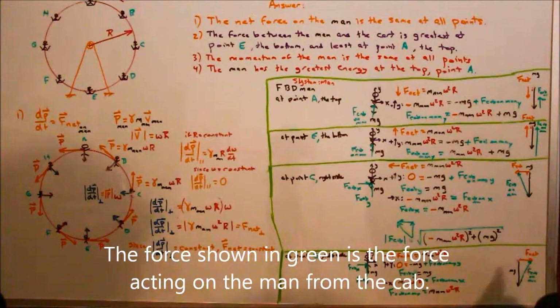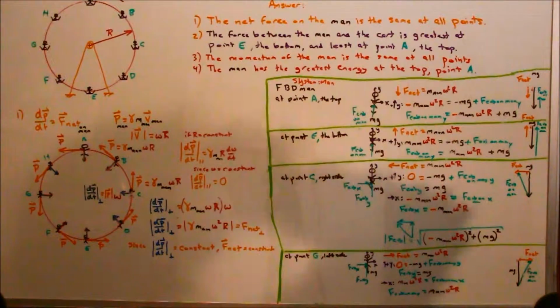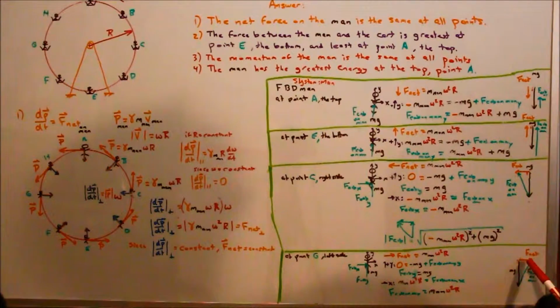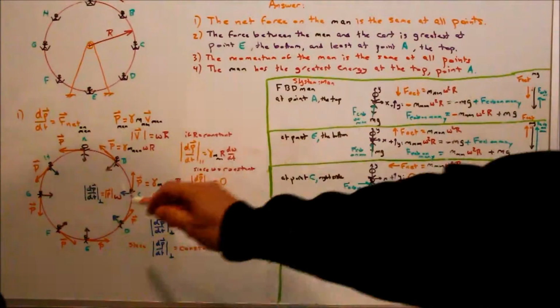And on the left side, I know my net force, which is my change of momentum versus time, is this way. There's mg, so my force of the cab on the man has to vectorially be this direction, of that magnitude. And then you just look at the problem and say, where is the force of the cab on the man the greatest? Well, it's greatest here, at the bottom.